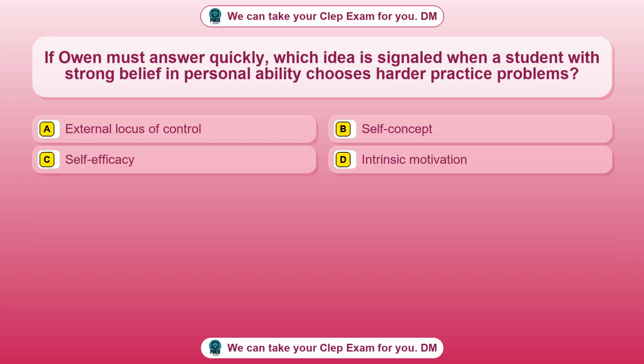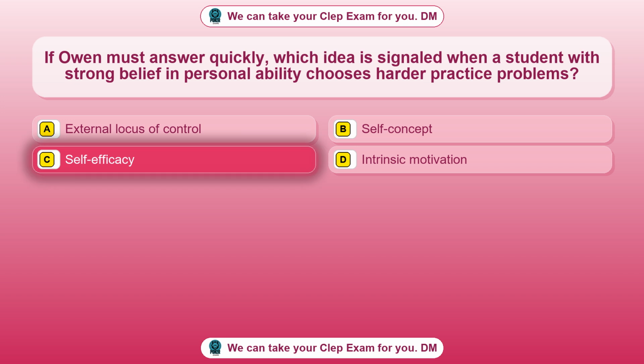Question 10. If Owen must answer quickly, which idea is signaled when a student with strong belief in personal ability chooses harder practice problems? Option A, external locus of control. Option B, self-concept. Option C, self-efficacy. Option D, intrinsic motivation. The correct answer is option C, self-efficacy.